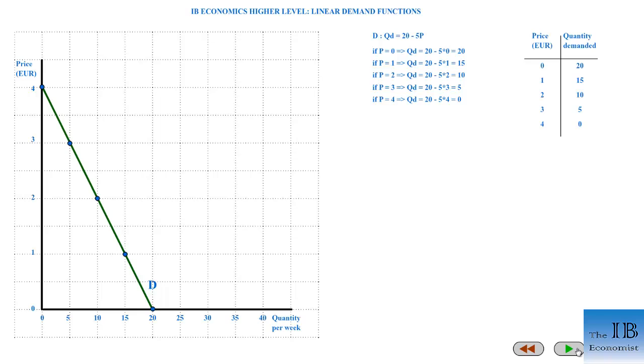When you're given a demand equation, all you have to do is calculate the corresponding price and quantity demanded for only 2 points. If it's a straight line, then all the remaining points would still lie on the demand curve. So all you have to do is choose 2 values for the price, plug them into the equation, find the corresponding values for the quantity demanded, connect them with a line, and this is your demand curve.